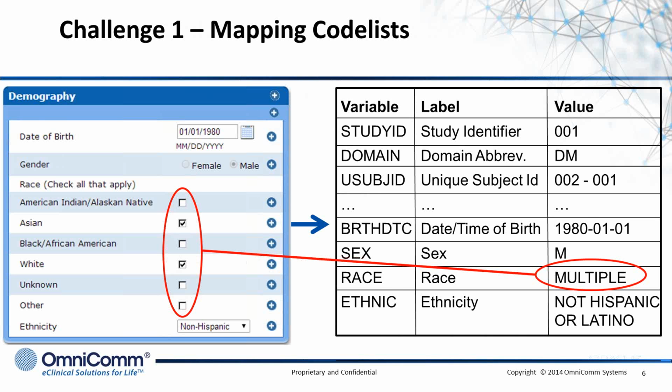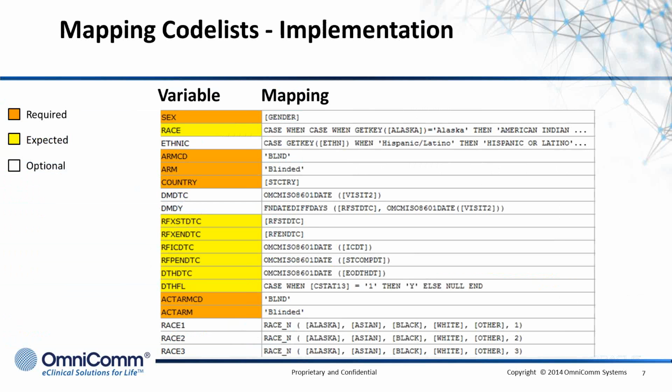So how do we do that? Well, here's a piece of what the mapping screen looks like. We have variables and then their mapping. The variables are color-coded, so orange is required, yellow is expected, white is optional, so you know whether you've got to have a value for this or whether you can actually delete the variable or leave it mapped to empty string. And then on the right-hand side is what it's mapped to.